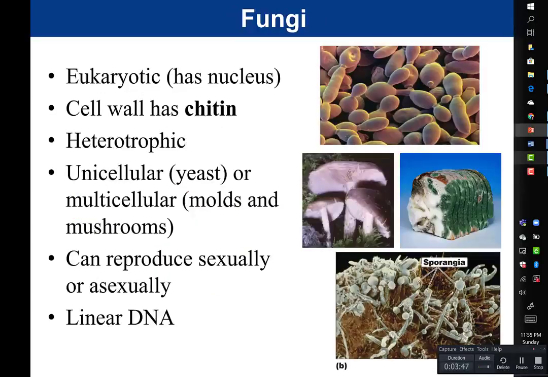So now we're going to move on to our eukaryotic organisms, meaning these are organisms that are made up of cells that have a nucleus. They have this membrane-bound nucleus. So the first one, fungi. Fungi are eukaryotic. So again, their cells have a membrane-bound nucleus. Cell wall is made of something called chitin. Chitin is a polysaccharide. It's many sugars linked together. So chitin, again, polysaccharide made of many sugars. Fungi are heterotrophic. They have to consume their food.